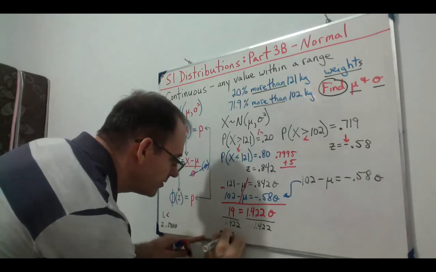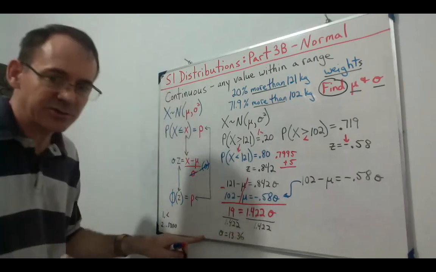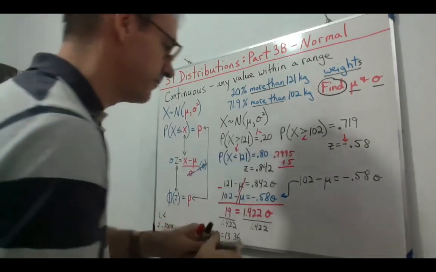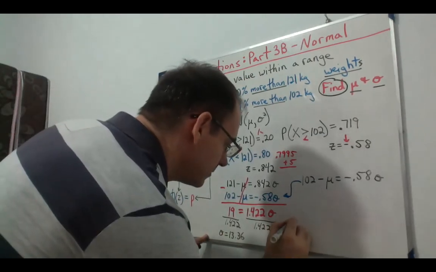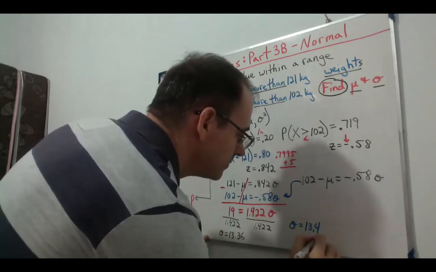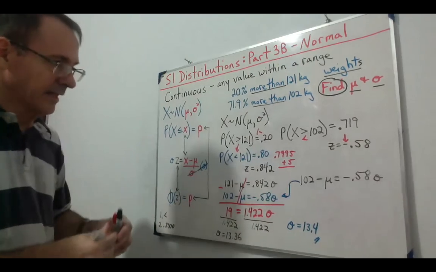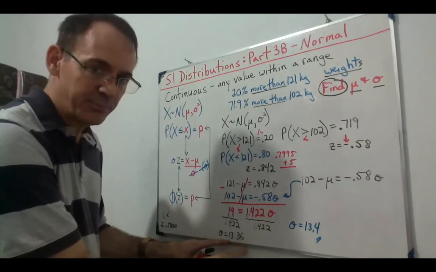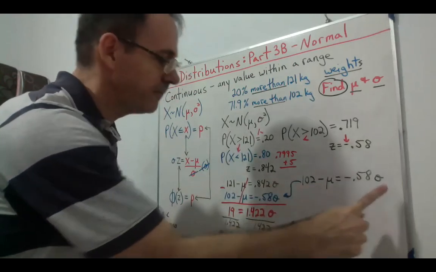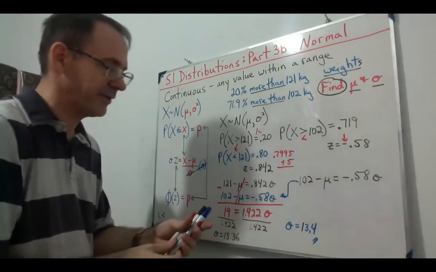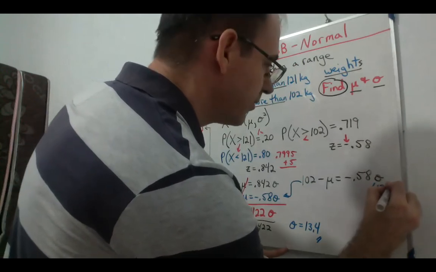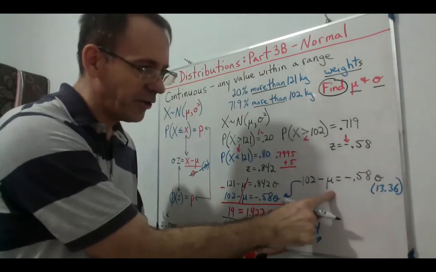Sigma equals 13.36. Of course, we want it to 3 significant figures, so I'll put it over here. Our sigma equals 13.4. That's one of our answers. Now I'm going to use the 13.36 because it goes to 4 significant figures for our work, because we want our answer in 3 significant figures. So over here, we're going to put 13.36, and we're going to solve for mu.